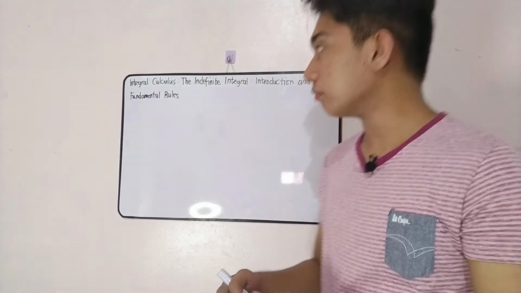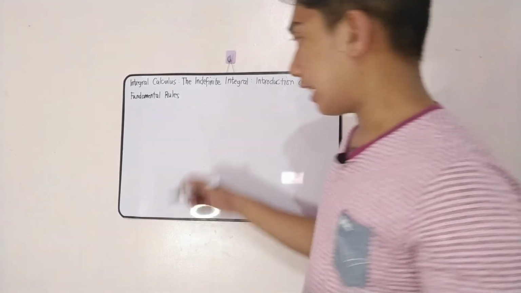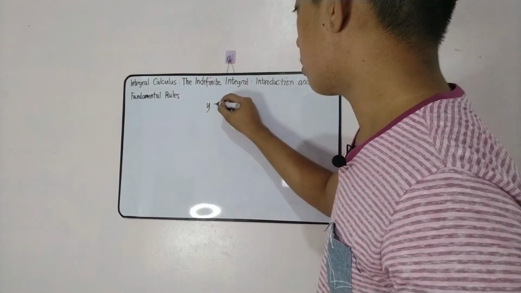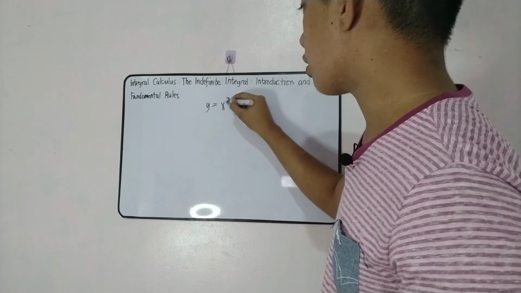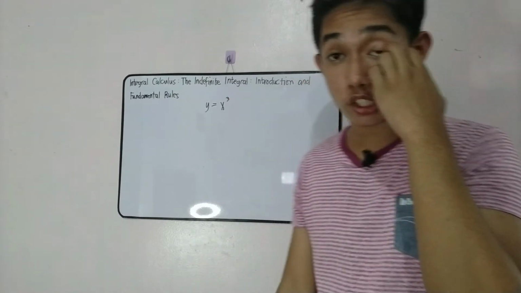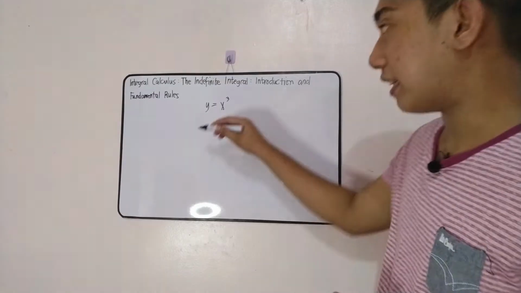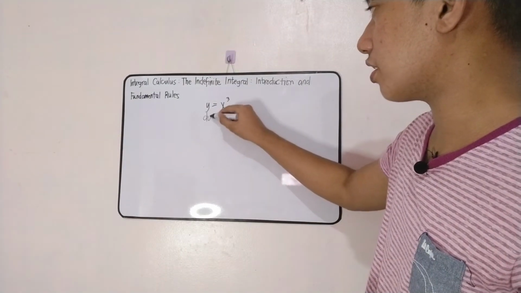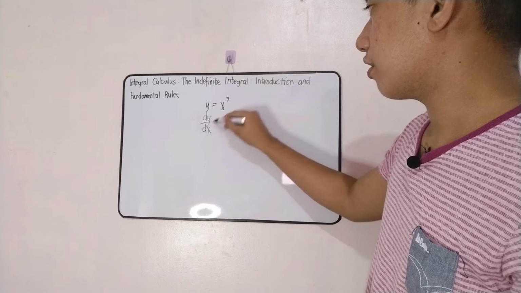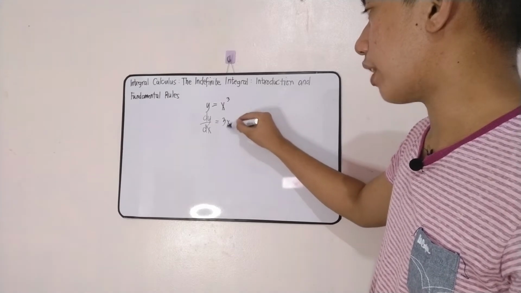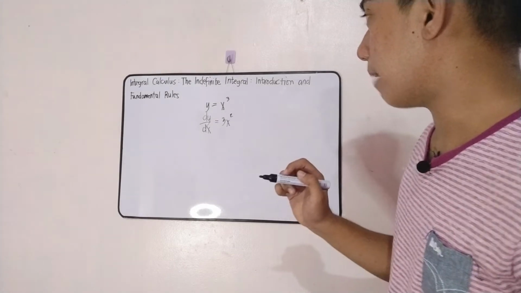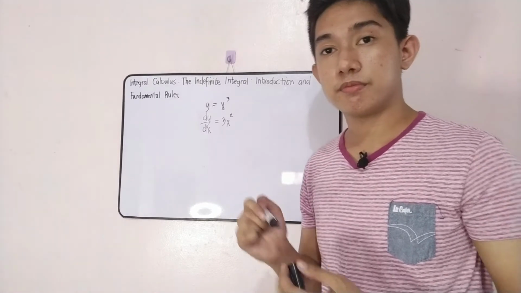Okay, so let us say, given a function y is equal to x cubed, we already know its basic derivative, right? The basic derivative of this function is 3x squared. Right? 3x squared.